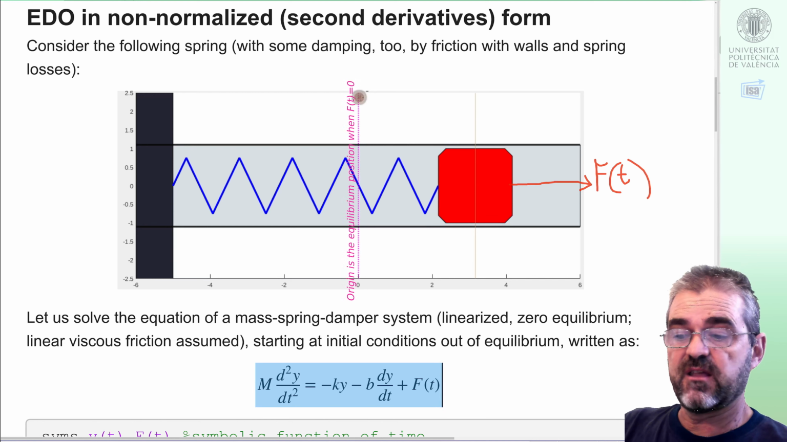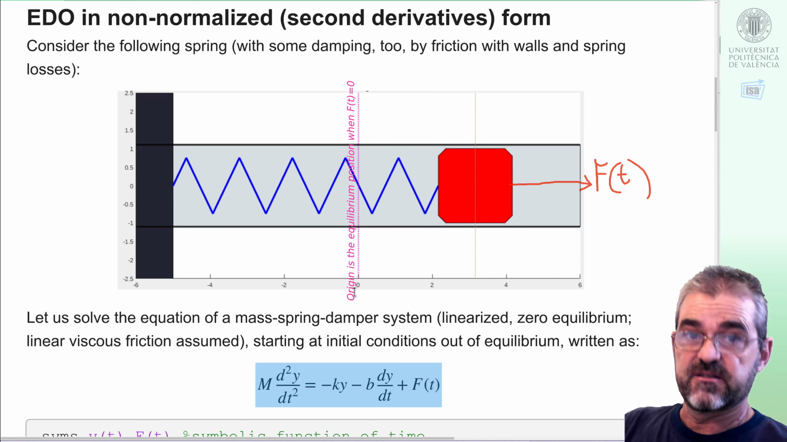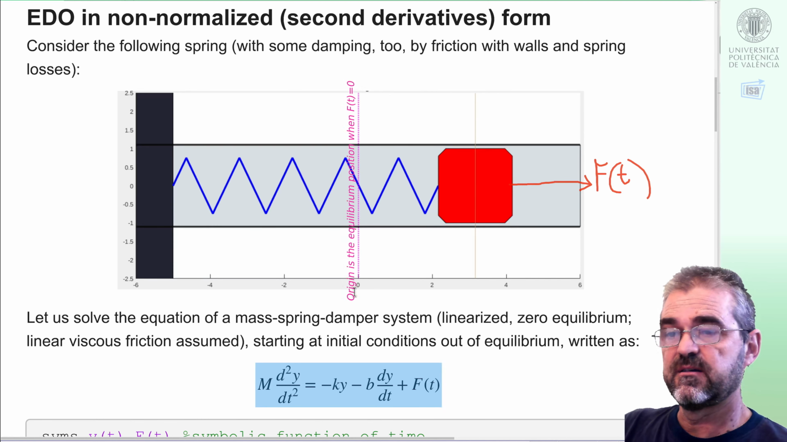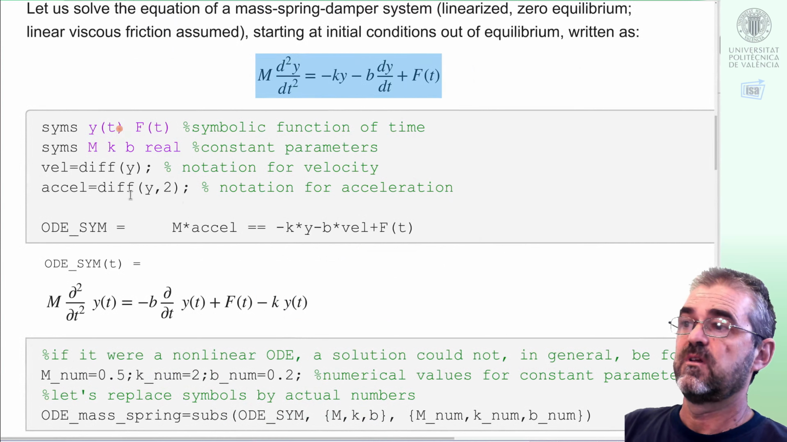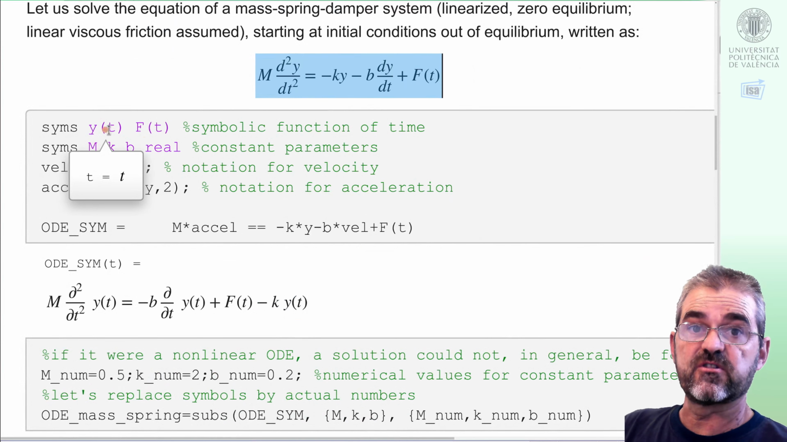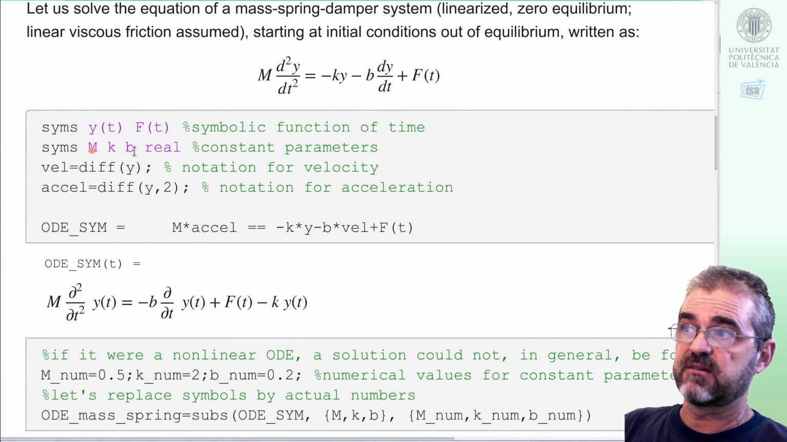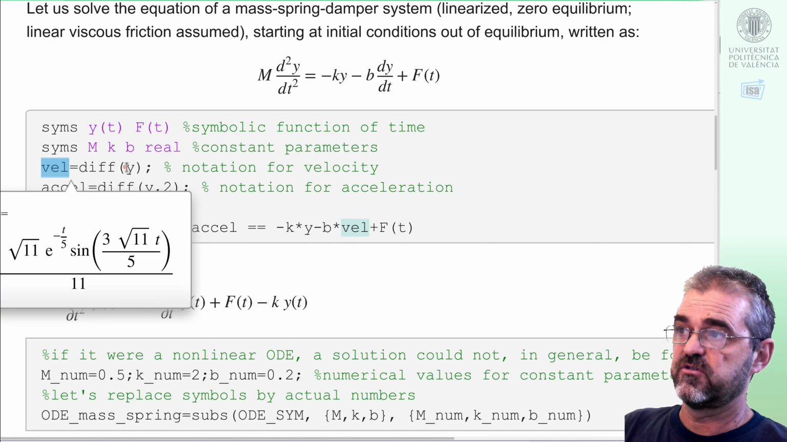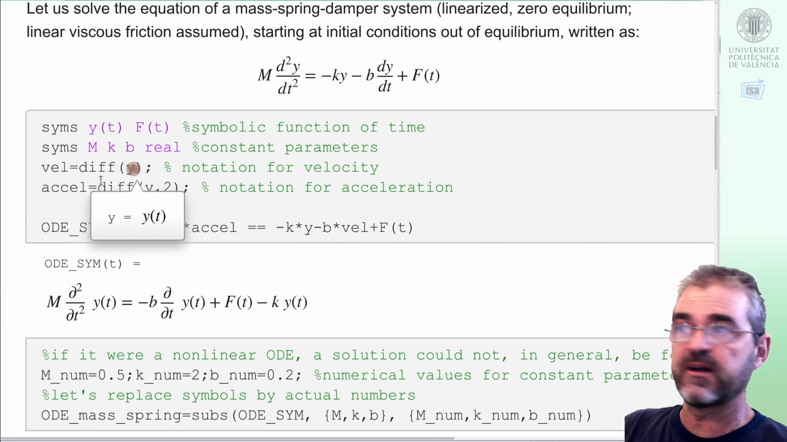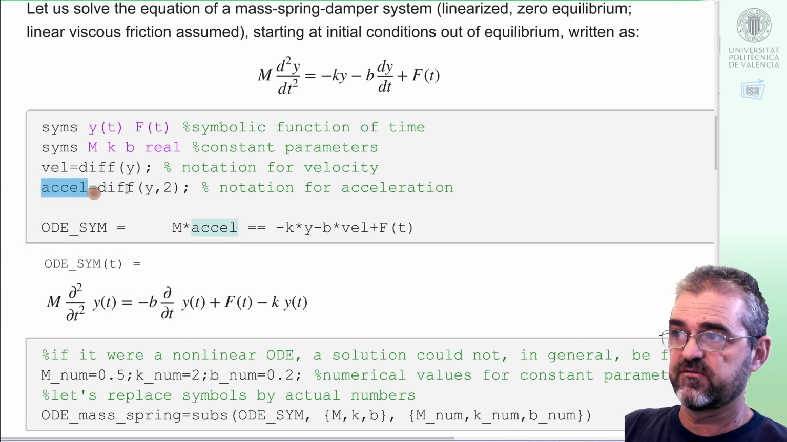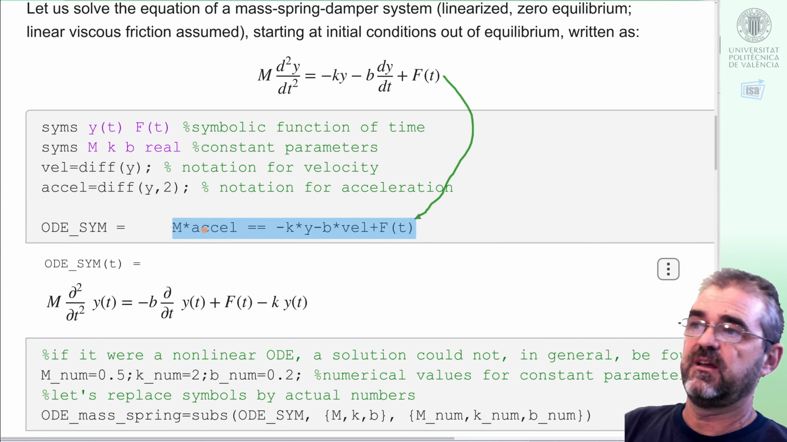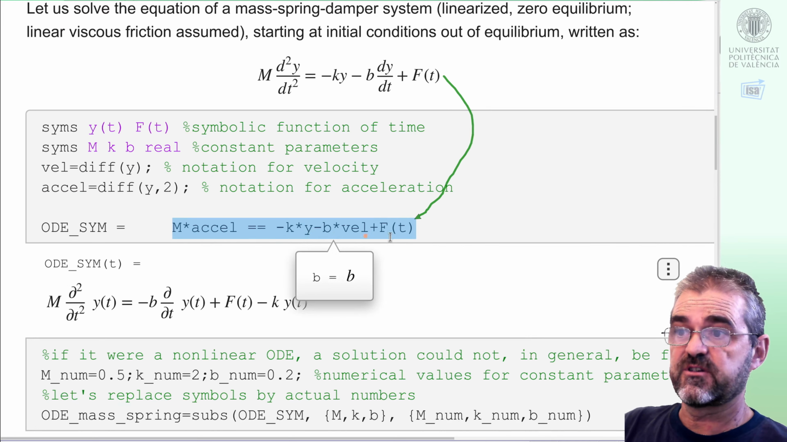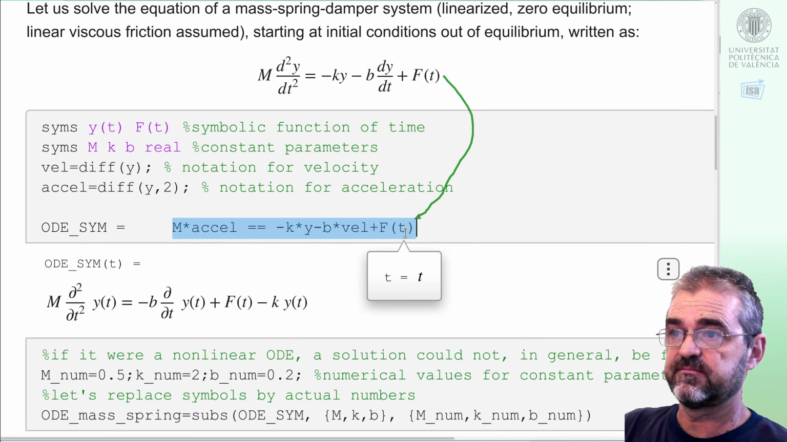The mechanical system and the reference frame has been located so that the equilibrium position is 0, the vertical pink line. Good. So with this code, I create symbolic functions of time y and f. I create real constant parameters. I use velocity as a shorthand for the first derivative of y. I use xl, a shorthand for the second derivative of y, and then this is how I input the ordinary differential equation into the symbolic toolbox of Matlab.